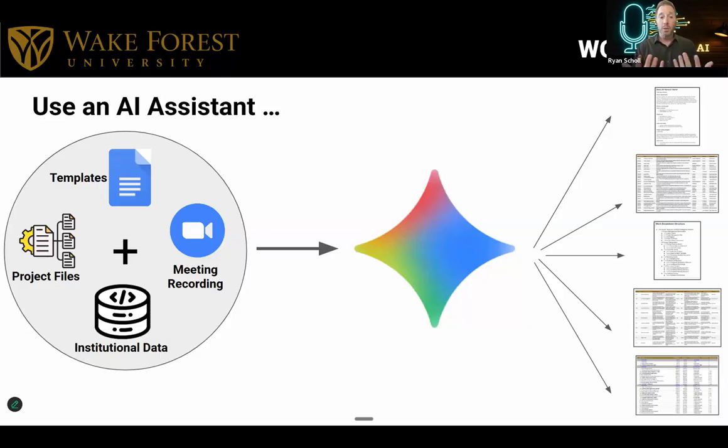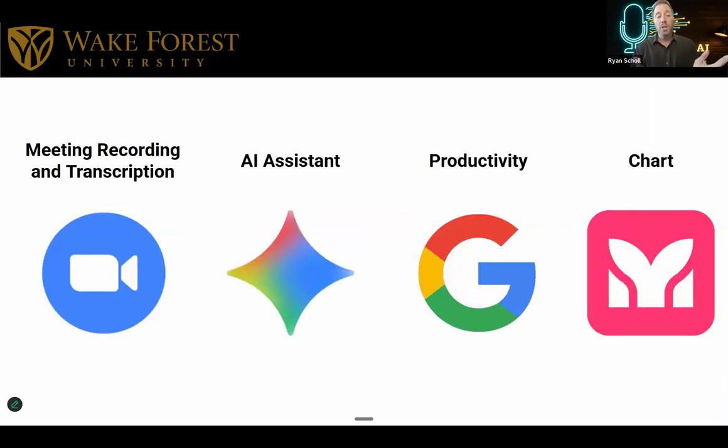Okay, so what are the tools we used? So for meeting recording, we just used a Zoom meeting. For our AI assistant, we used Google Gemini. For the productivity suite, we use Google Workspace, which is Google Docs and Google Sheets. And for our charting tool, we're going to use Mermaid.